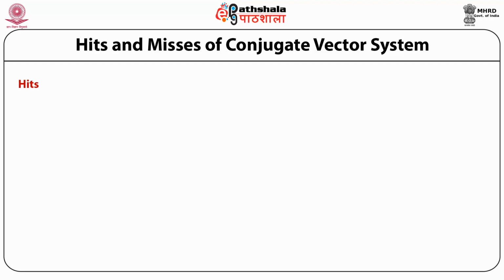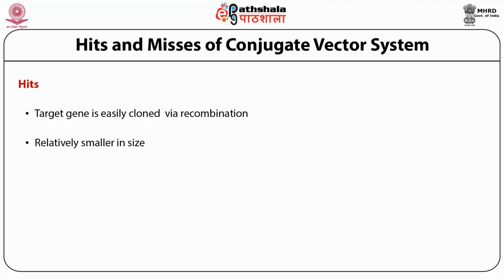One example or one advantage of this particular vector system is that the gene of interest can be cloned via recombination. Also, this plasmid is smaller in size compared to the naturally occurring Ti plasmid. So the smaller plasmid can be easily transformed into a plant cell to generate a transgenic plant.